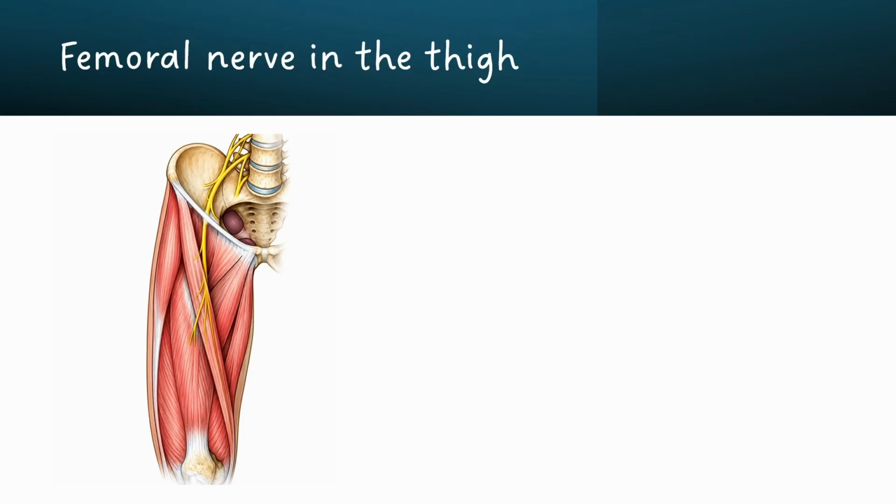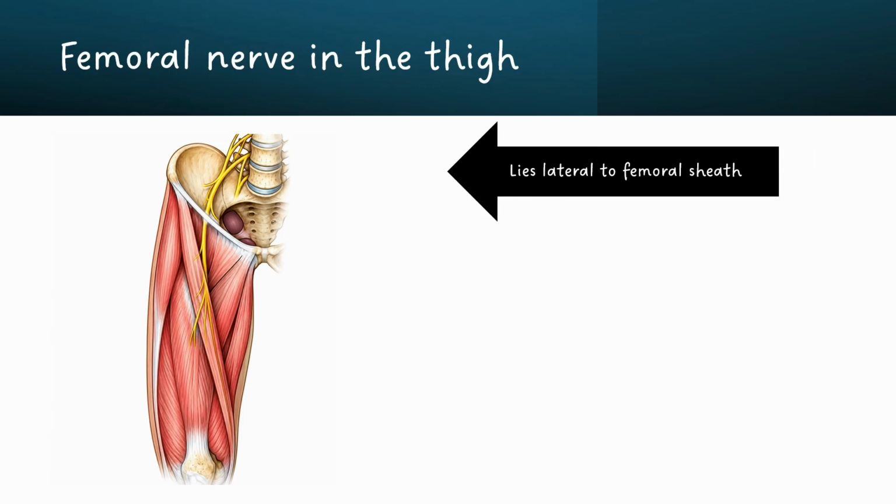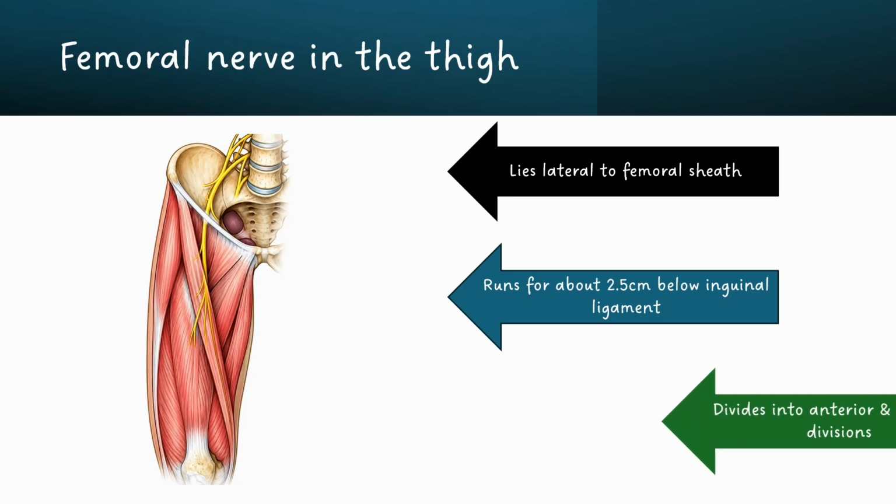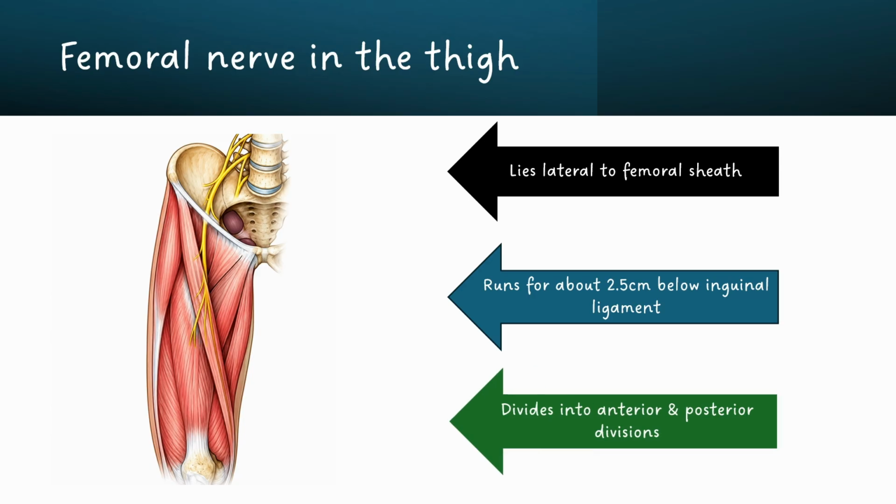Now in the femoral triangle in the thigh, the femoral nerve lies lateral to the femoral sheath and it runs for about 2.5 cm below the inguinal ligament, and it will divide into anterior and posterior divisions, and both these divisions will be straddling or enclosing the lateral circumflex femoral artery.